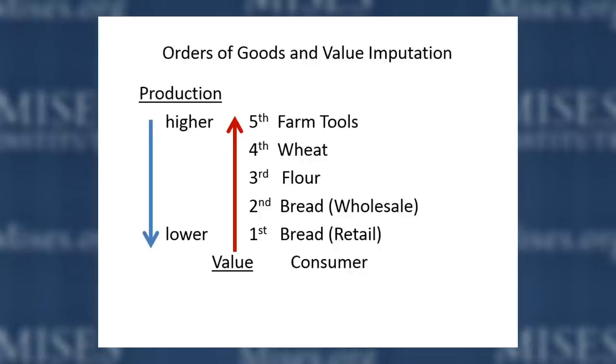But the classical school said the bread is valuable because the farm tools are valuable, and the wheat is valuable, and the flour is valuable. We have to pay prices for those things. The cost of these things determines the value of bread. Menger said that's not the case. It's the exact opposite. Value goes the opposite of production. Value is imputed backwards, okay? The only reason why farm tools have any value is because they cooperate in the production of the bread, which is what satisfies human wants and therefore has value, right?